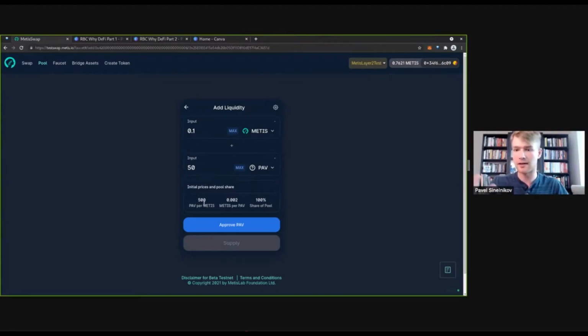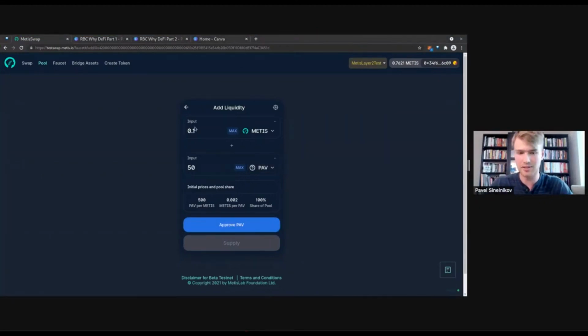But in this case, we are supplying the liquidity, and we have to provide both sides. So we have to provide both the Metis side and the PAV side. You can't just provide the Metis token. You have to provide both. That's one of the aspects of providing liquidity: you need both tokens in order to provide that liquidity.